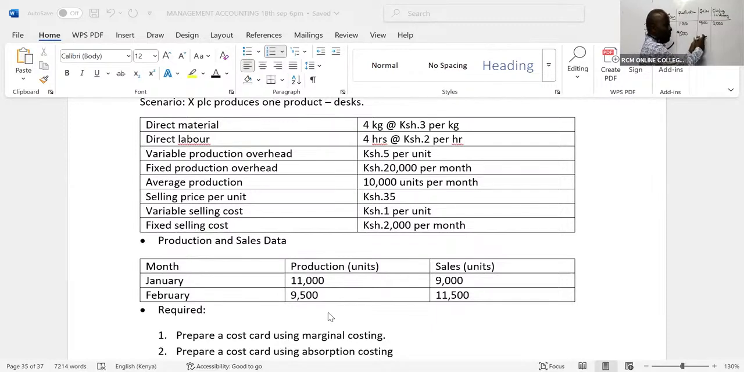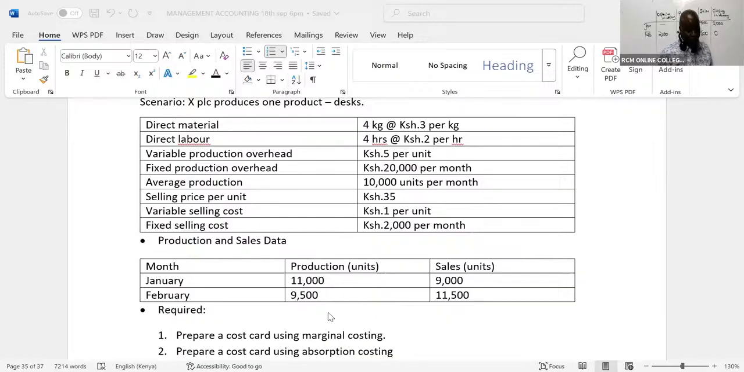How many do we sell? Are you able to see the units sold here? 11,500. Meaning what about closing inventory in February? 0 or dash, yes, 0 dash, like that. So if you get this wrong, your entire marginal costing P&L will be wrong. Your entire absorption P&L will be wrong.